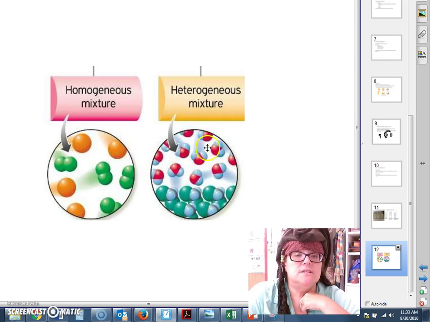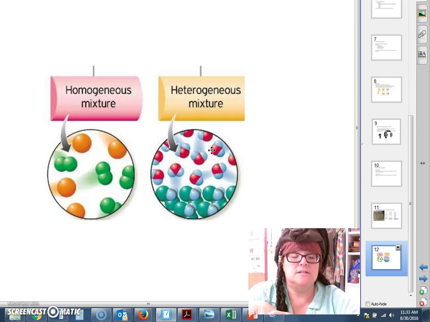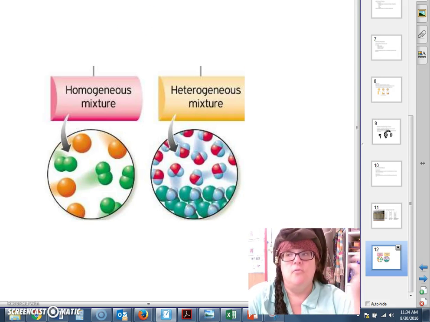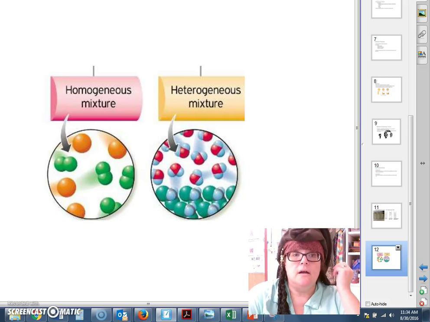A heterogeneous mixture here, you would have a definite difference, and you can see differences. Basically, in our case, if it's transparent, we're going to consider it homogeneous, and if it's not transparent, heterogeneous for most solutions. All right, there you go.